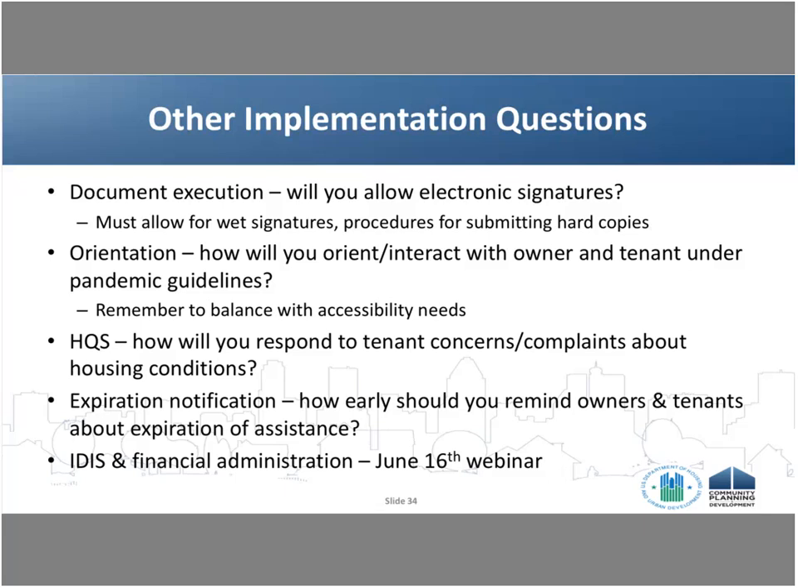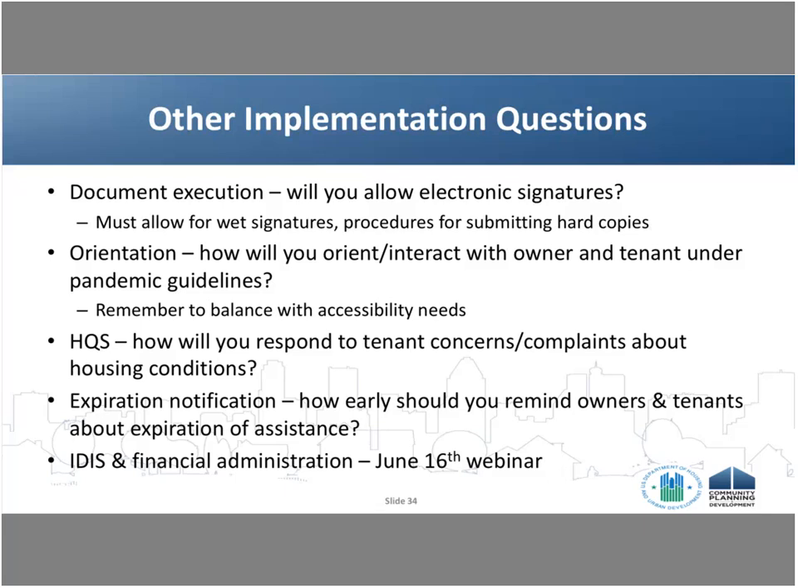Finally, I just want to remind you that since the assistance is temporary through the end of this year, you probably want to have a procedure for notifying owners and tenants that the assistance is about to expire so that they can be prepared for termination of assistance. And I guess while I'm mentioning it, you want to have procedures for termination if it's required prior to the expiration of the contract. There are a number of financial administration and IDIS issues. A lot of those were addressed in yesterday's webinar when HUD talked about IDIS issues related to TBRA.